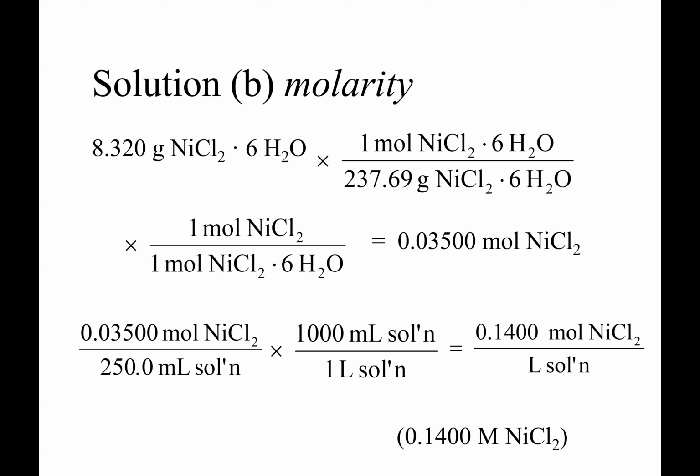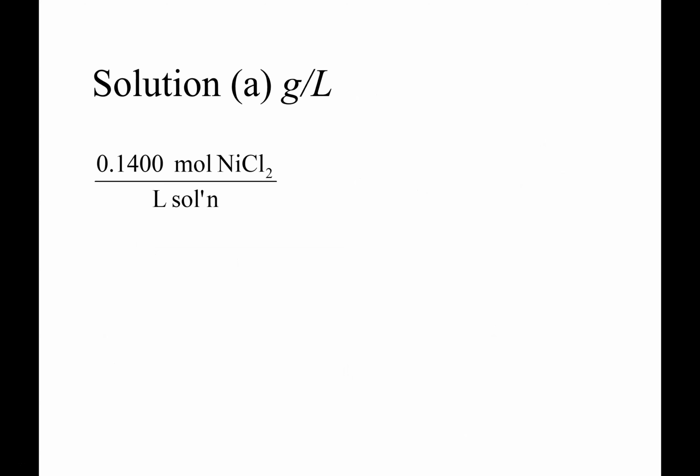And do you remember I said if you're working a problem like this and you have to find the solution concentration more than one way, piggyback? So I am going to piggyback on that: 0.1400 moles of the anhydrous per 1 liter of solution. So how do I get from moles per liter to grams per liter? Just using the molar mass. So I'm going to piggyback on that to knock out A. I'm going to rewrite our molarity: 0.1400 moles of NiCl2 over 1 liter of solution.